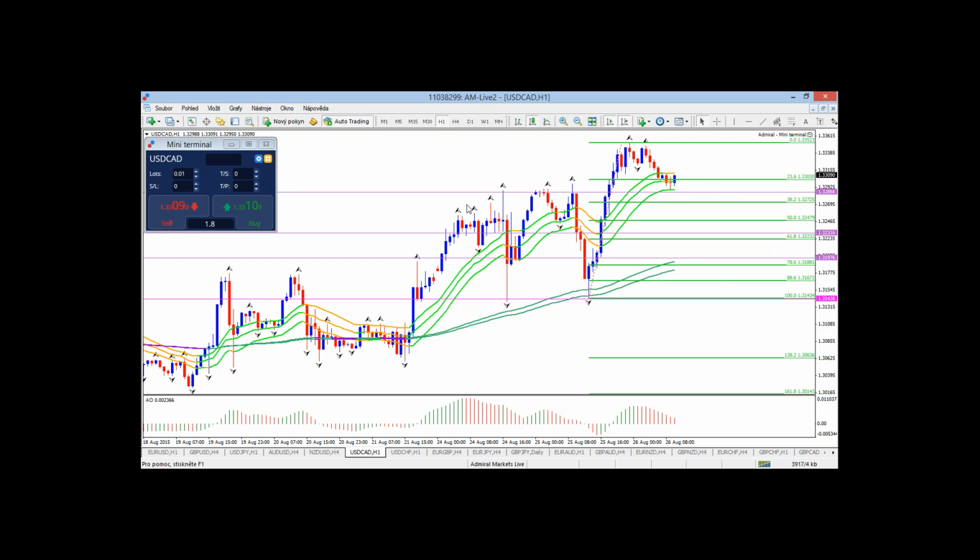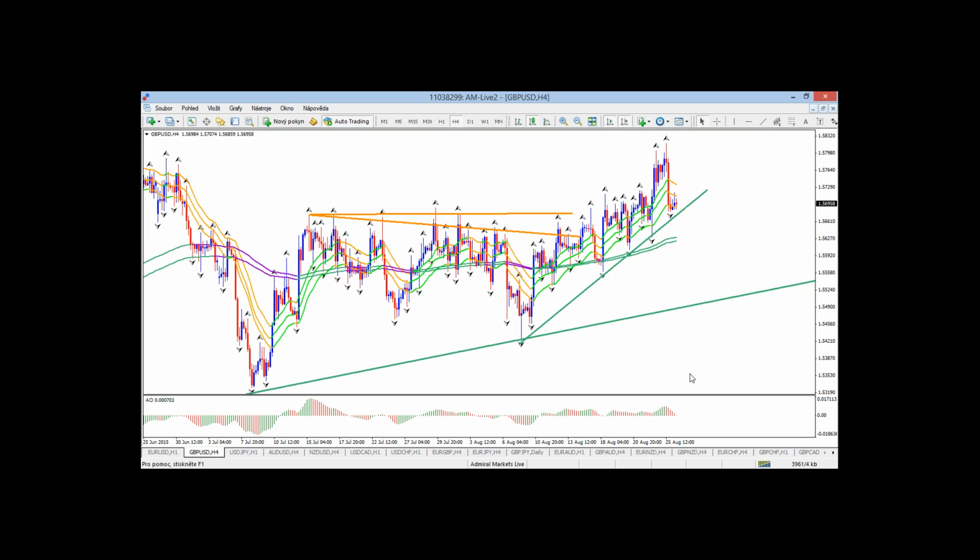I like the dollar CAD. I think that could be an interesting pullback continuation setup. We did break now above that minus 272 target. More often than not, we should see some follow through, at least probably to the minus 61.8 target. So that seems interesting.